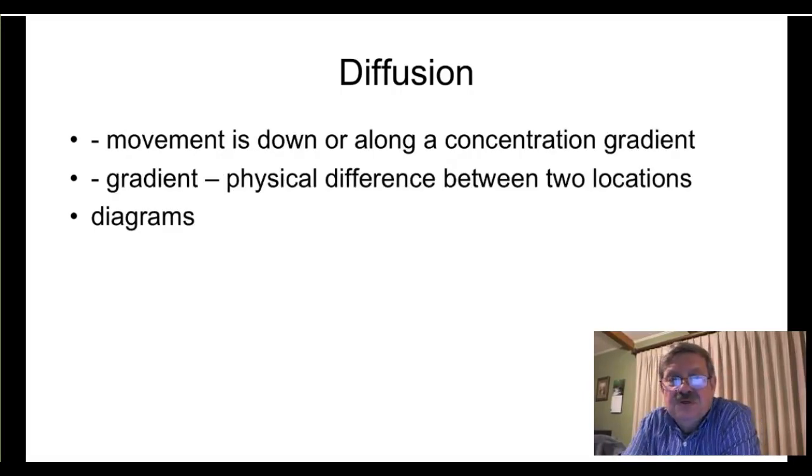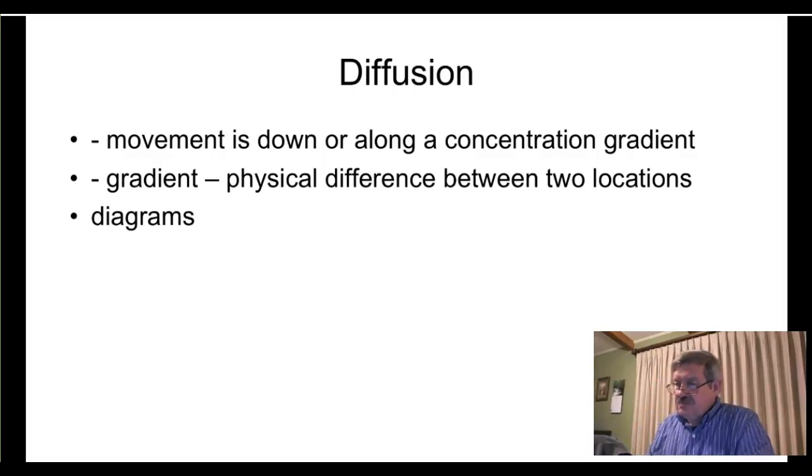The movement in diffusion is said to be along or down a concentration gradient. That is, again, we're moving from an area of high concentration to an area of low concentration. And so the term gradient refers to a physical difference between two locations. We could have a temperature gradient where there's a temperature difference between two locations. We could have, in this case, a concentration gradient. There's a difference in concentration of whatever, salt, sugar, whatever it may be, between these two locations.